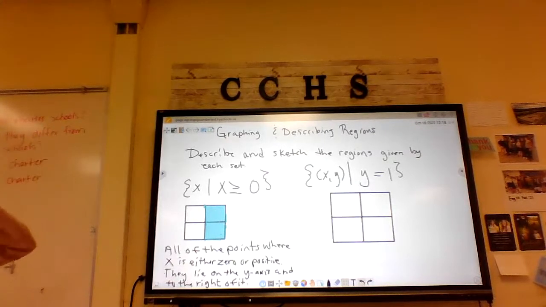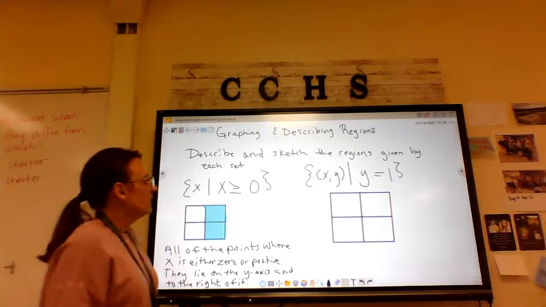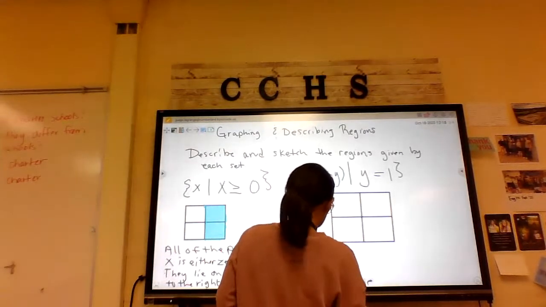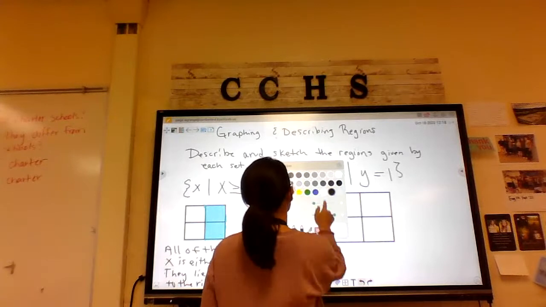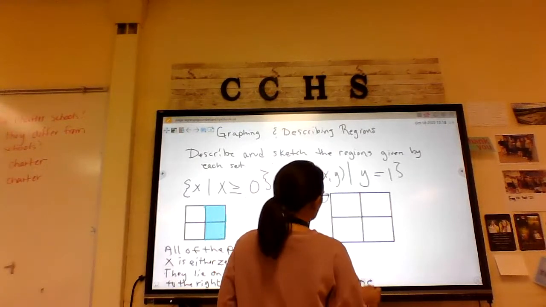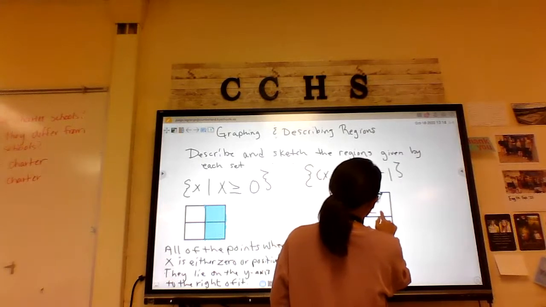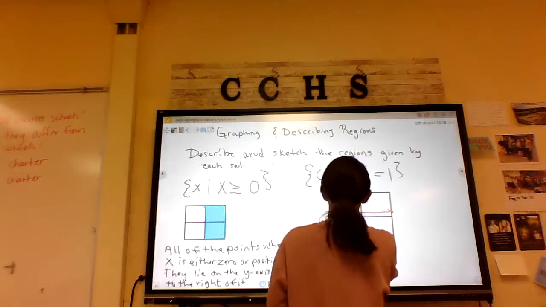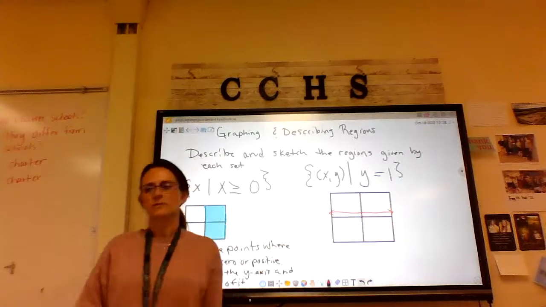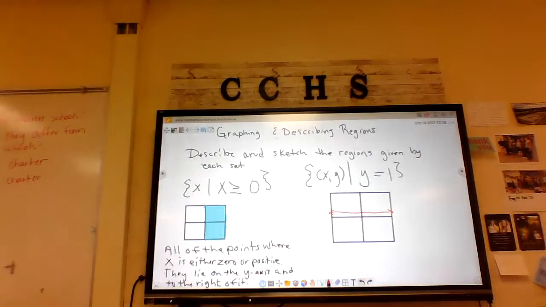I hear two people saying stuff. Say it. Okay, a line for y is 1. Is that what you were going to say? Yeah. So it's going to be on this line here, one unit above the x-axis, right? All of those points are where y equals 1.